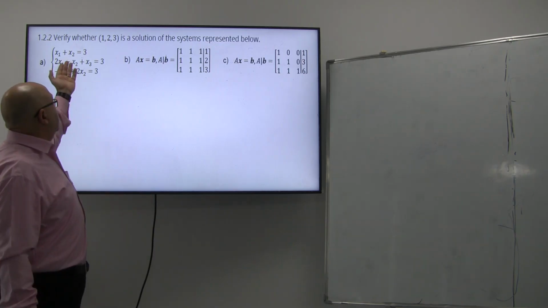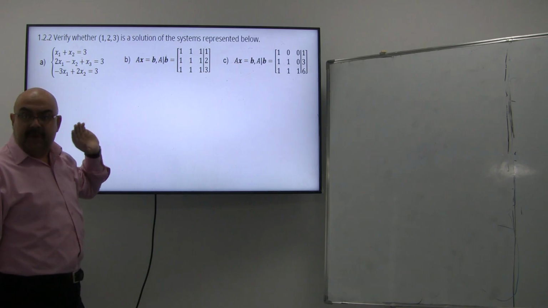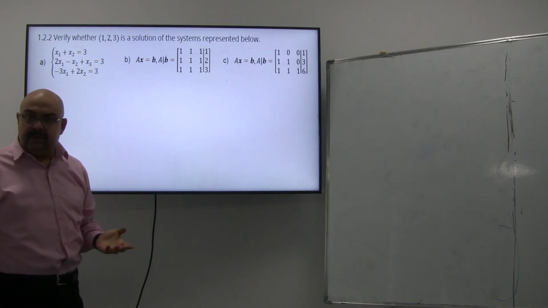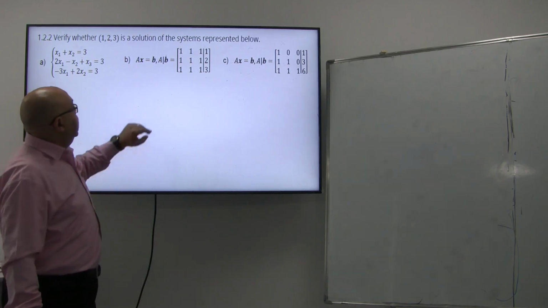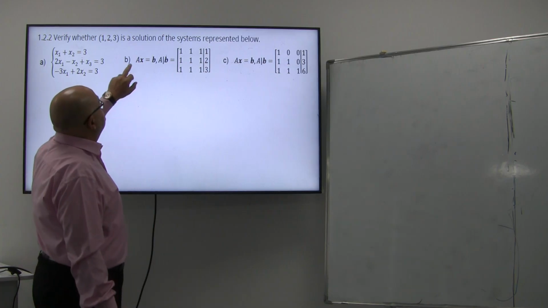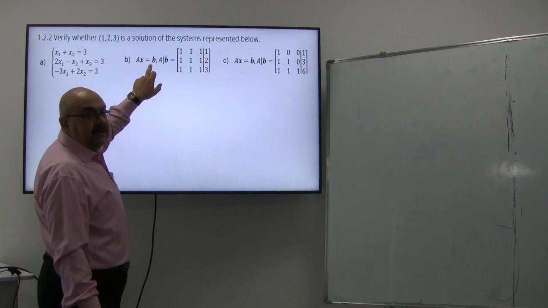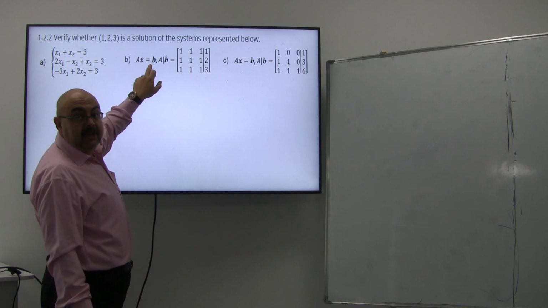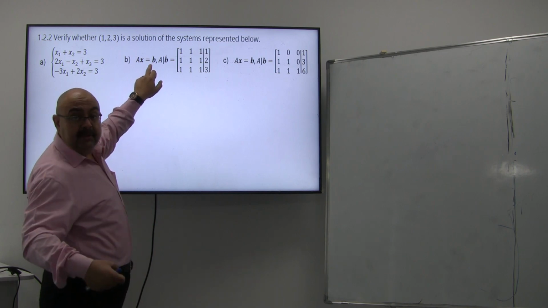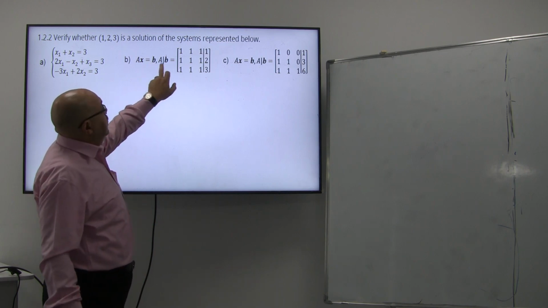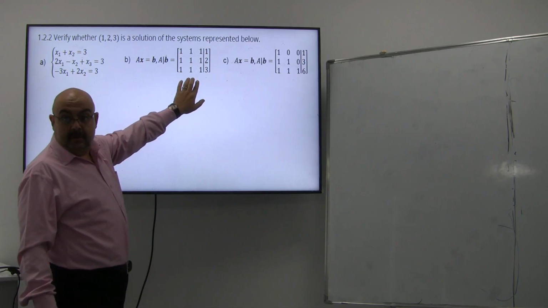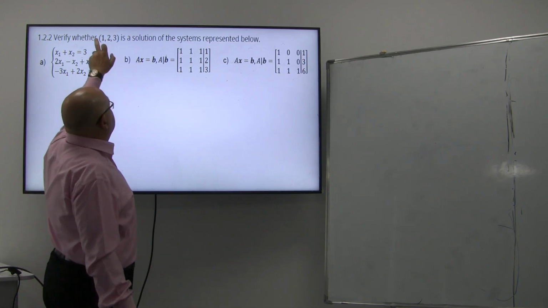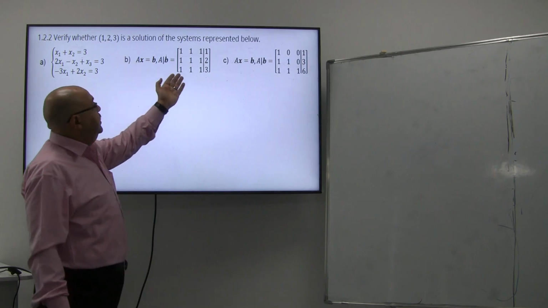Once you try to solve this system, you will end up with another set of solutions. Here it says that if I have AX equals B, that is, the coefficient matrix times X equals a column matrix, then A and B are as you see here. Okay, does 1, 2, 3 satisfy this set of equations?